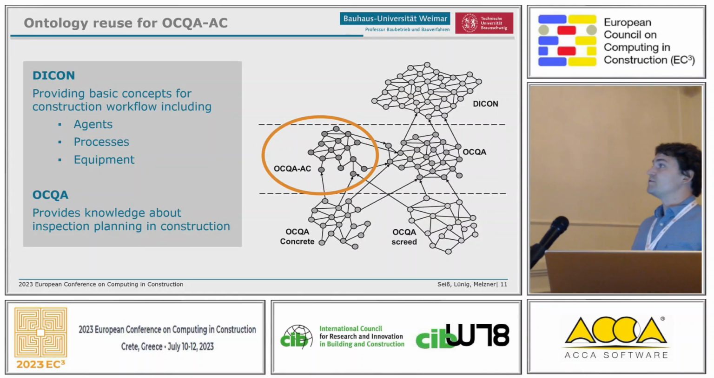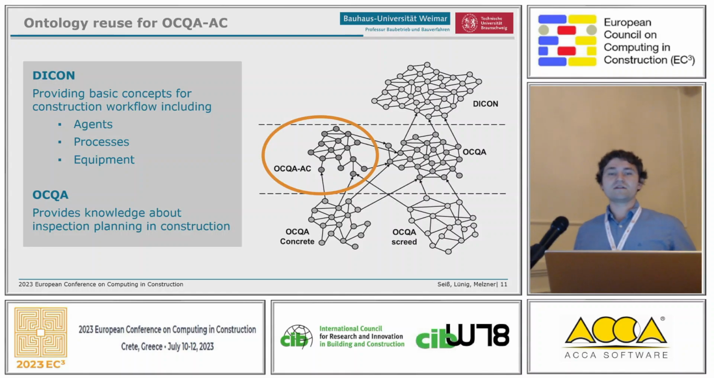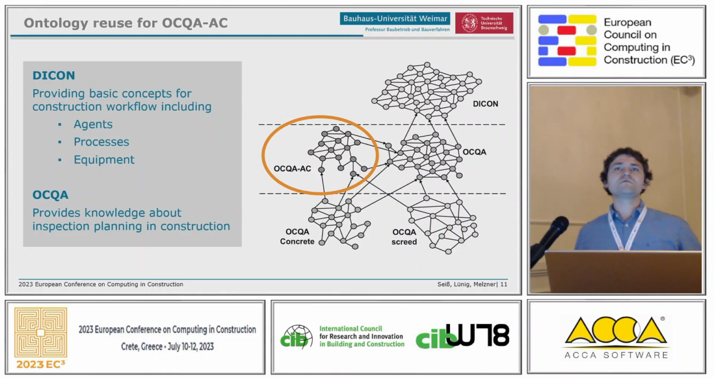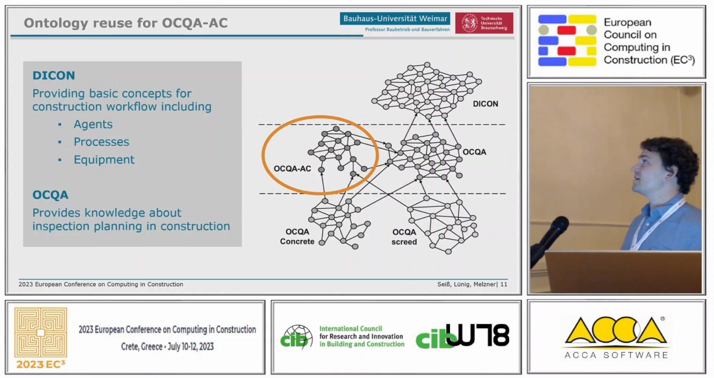Yeah, to do the implementation, we reuse different ontologies, because instead of starting from scratch with a huge ontology, we decided to reuse ontologies. Therefore, we used the Dicon ontology provided by Jürgen. The Dicon ontology provides us with a lot of different entities which are necessary to describe construction workflows, like agents, companies, processes, equipment, so all the stuff we need on a construction site, and also all the stuff we need finally to do our inspections too. So this is provided by the Dicon ontology.